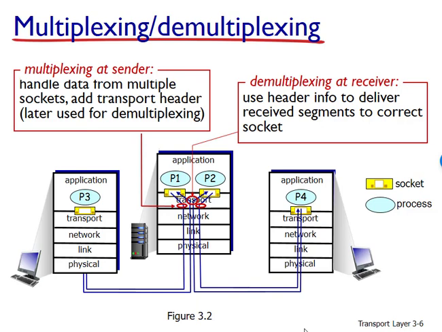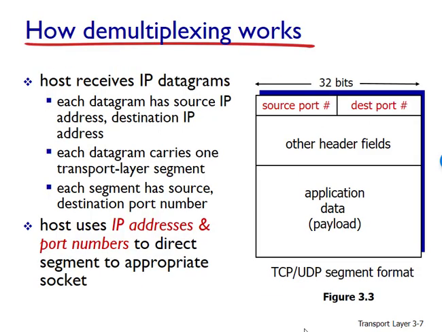Although we have introduced multiplexing and demultiplexing in the context of the Internet transport protocols, it is important to realize that they are concerns whenever a single protocol at one layer is used by multiple protocols at the next higher layer. Now that we understand the roles of transport layer multiplexing and demultiplexing, let's examine how it's actually done in a host.